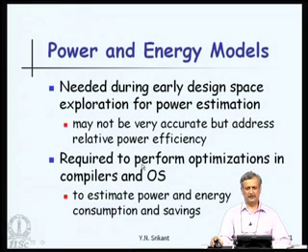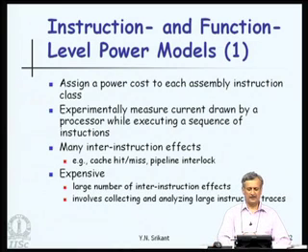Compilers and OS require models to estimate power and energy consumption, and thereby they use strategy A, B, C, etc., in order to save the energy. So, OS and compilers also require such models. Let us look at the first model, instruction and function level power models.